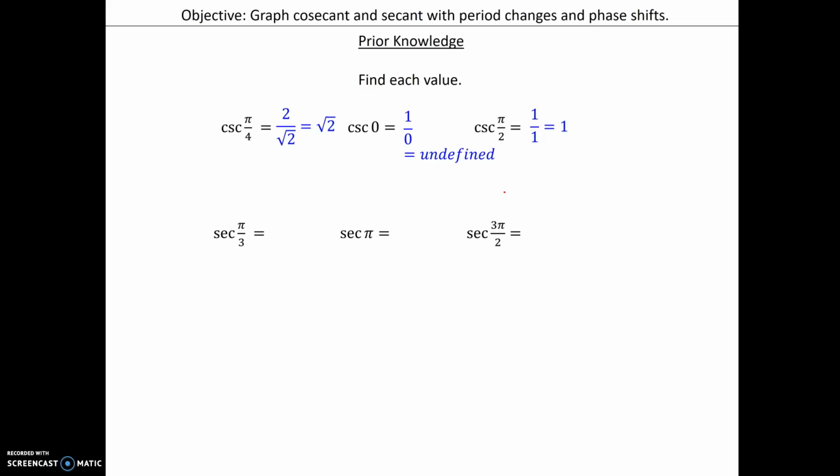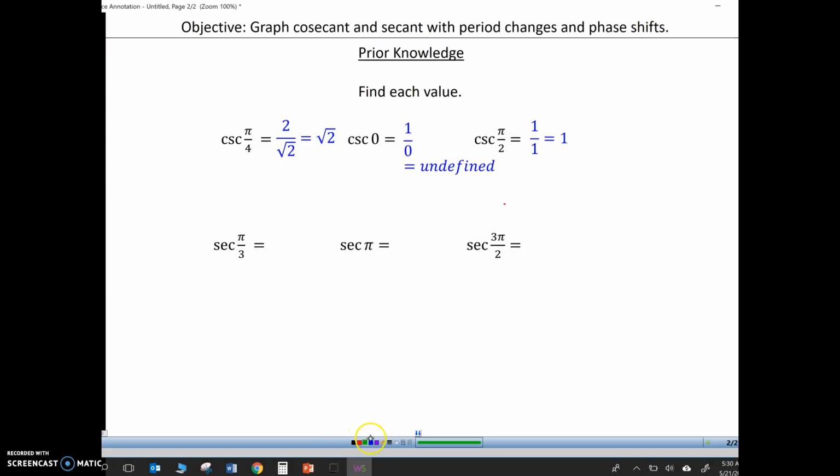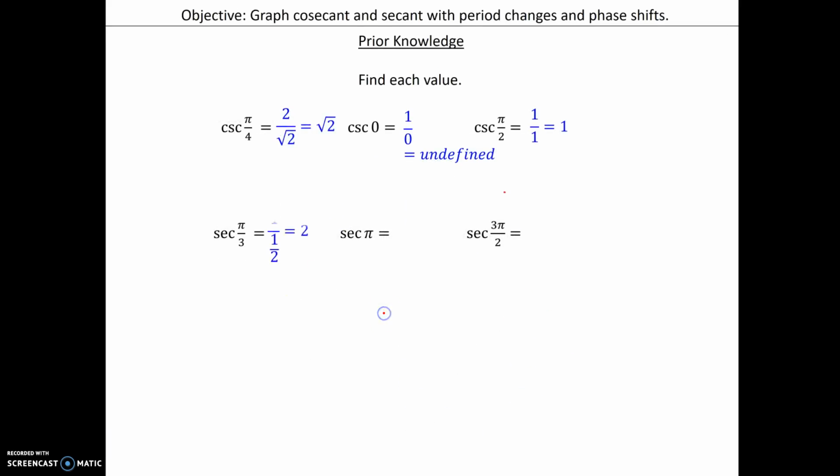Continuing along with this train of thought, if we have secant theta, remember secant theta is 1 over cosine theta. So at pi over 3, you have a cosine value of 1/2, so 1 over 1/2 is 2. For secant of pi, your cosine value is -1, so 1 over -1 gives you -1. And at 3 pi over 2, we get an undefined value for secant.